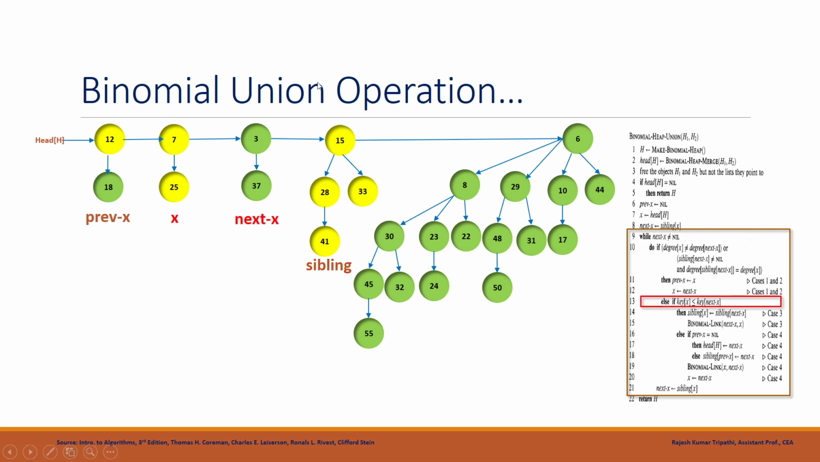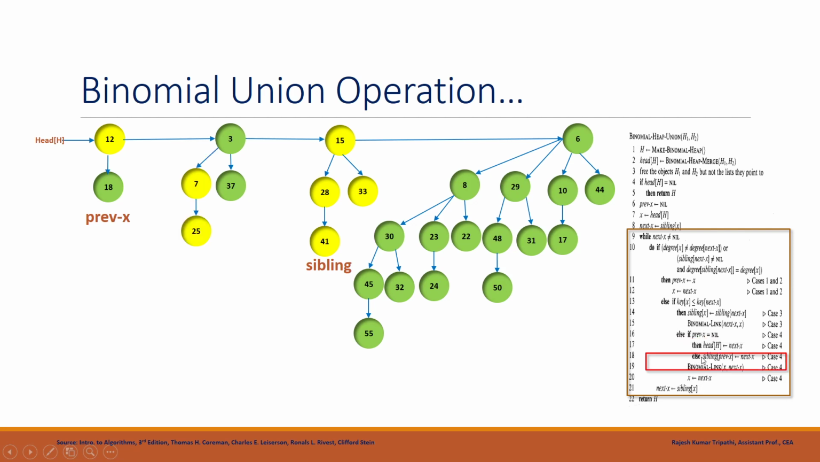Again we have to check if key of x is less than equal to key of next x. No. So we will go in else if case. So here again we will check if previous x equal to nil. Is previous x equal to nil? No. So again there is an else condition here. So we will reach here. And what we will do? Just we will assign next x will become as a sibling of previous x. So we have merged the 7 and 25 will become a left child of the 37 that we have linked, x and next x. Okay.